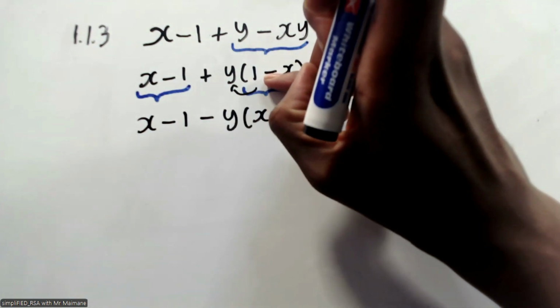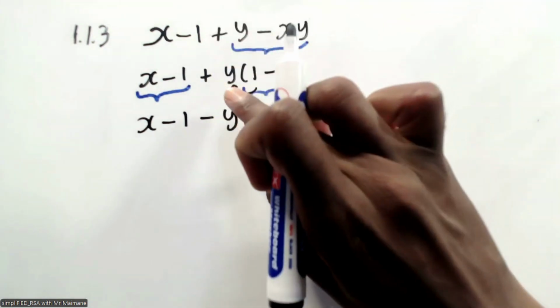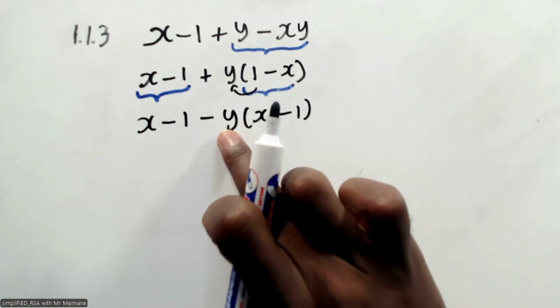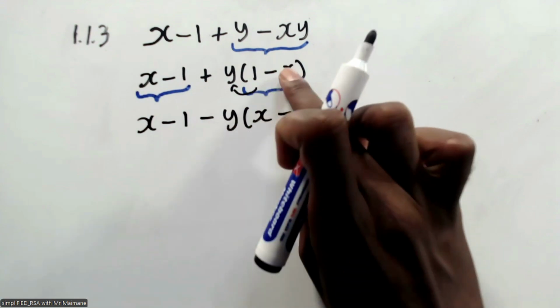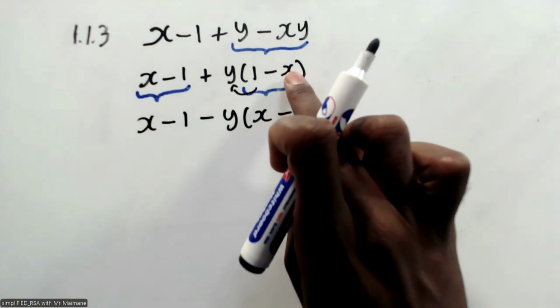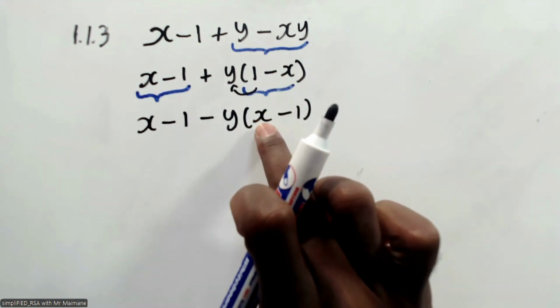If I take the common factor of minus 1 and take it outside, because this was plus y, that plus y will now become a minus y because it has been affected by the minus 1 that I took out here. And if I take out minus 1, the negative x changes and becomes a positive x.